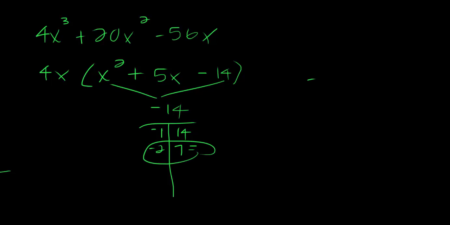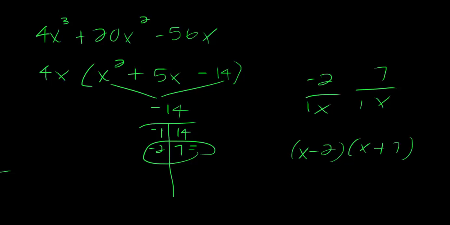So I take negative 2 and 7, put them off to the side, and put x in the denominator, 1x. And they don't simplify, so it's x minus 2 and x plus 7, and we cannot forget our GCF of 4x.